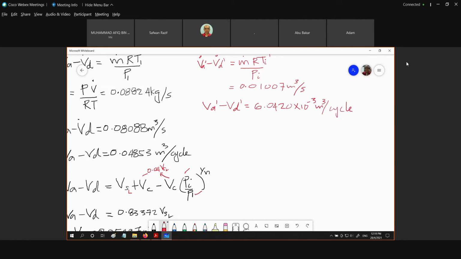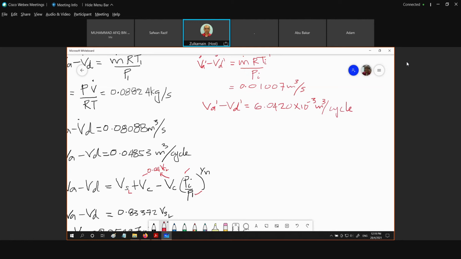Right? And due to the difference in pressure ratio, although the VC in terms of VS is the same, because we are having different pressure ratios, we need to get the new figure for VA prime minus VD prime. If we have the complete intercooling case, we have the same pressure ratio, then there will be the same value, or VA minus VD in terms of VS is the same value.